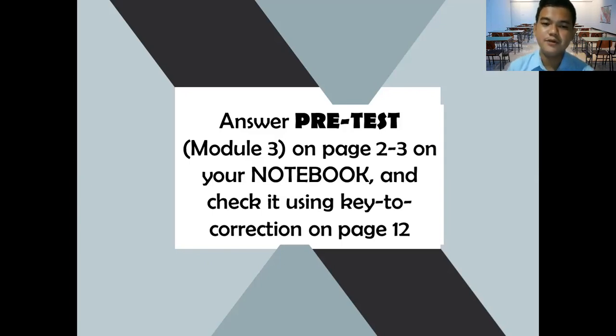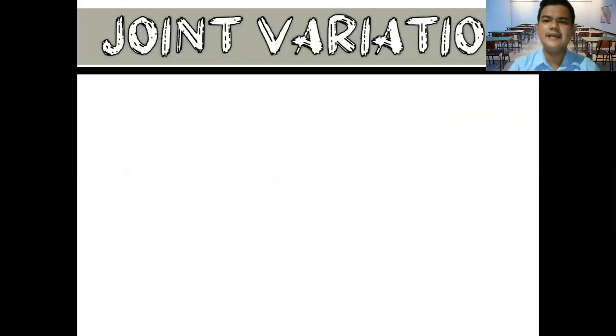Alright? So, i-check mo yon using the key to correction on page 12, the pretest. So, once again, don't worry kung mababa yung score. No need na maging perfect kasi pretest pa lang ito. Meaning, wala ka pang prior knowledge about the topic. I-measure pa lang kung gaano ka na ka-familiar sa joint variation na topic. Alright, so let's start with the joint variation.